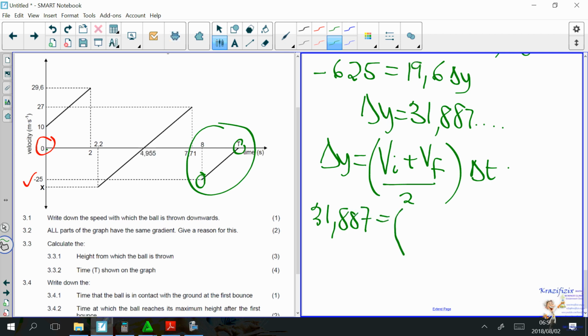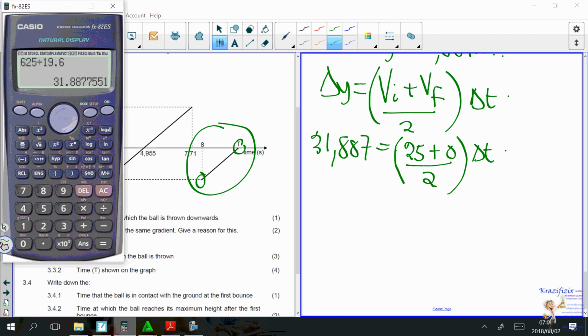31,887 equals, what's my initial velocity? My initial velocity now is negative 25, plus 0, over my time frame. I'm looking for that time frame there. Now, if we cross multiply, remember you have that answer stored on your calculator. Just multiply that by 2. Multiply that by 2. 63,775.